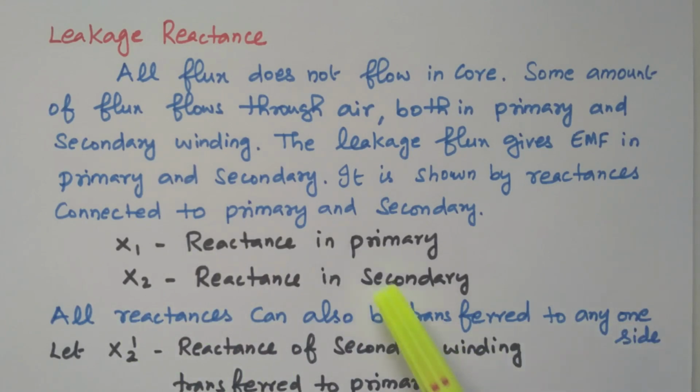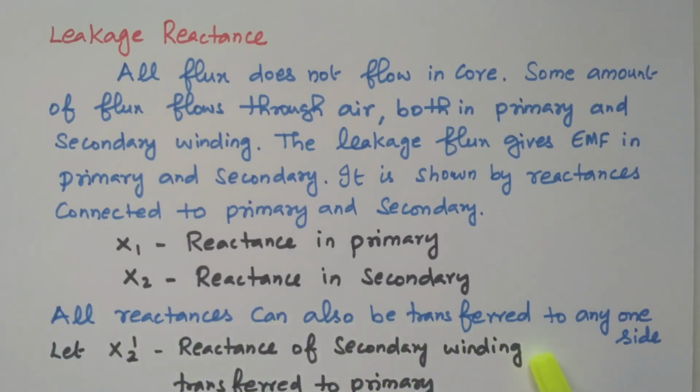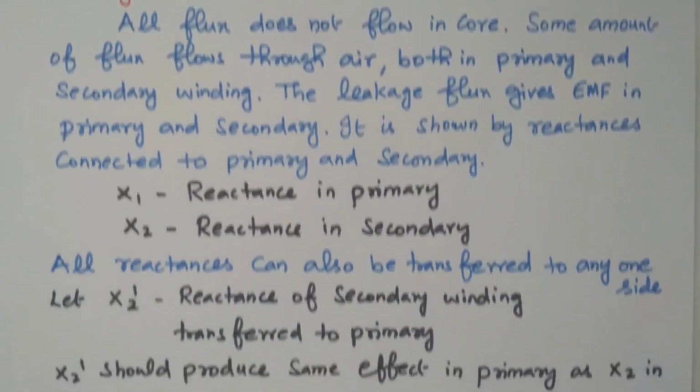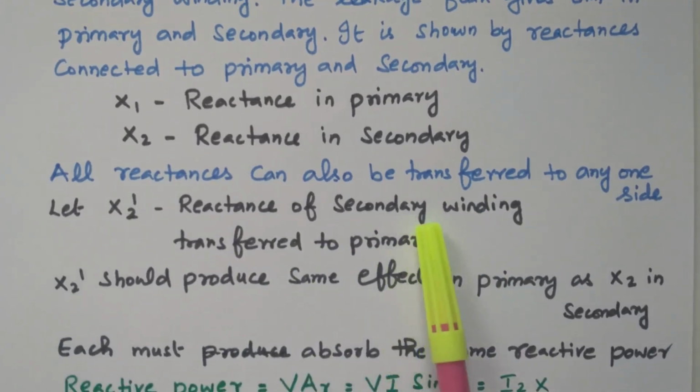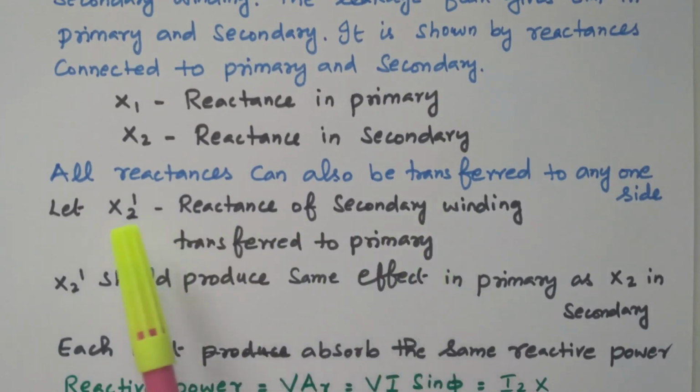So similar to resistance, we can transfer the reactance also from primary to secondary as well as secondary to primary. All the reactances can be transferred to any one side. Now consider X2 dash, that is the reactance of the secondary winding transferred to the primary. X2 dash would produce the same effect in the primary as X2 in the secondary, like we discussed for resistance. Here also this X2 dash effect should be the same as X2 in the secondary.